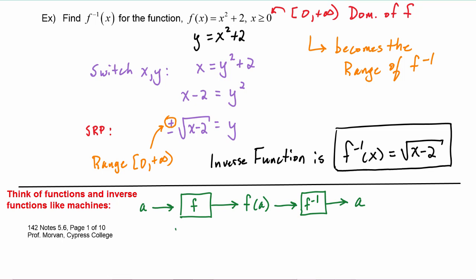So in other words, if you take f inverse of f of a, you end up with a. Or if you take f of f inverse of a, you also end up at a. So a function and its inverse function undo each other.